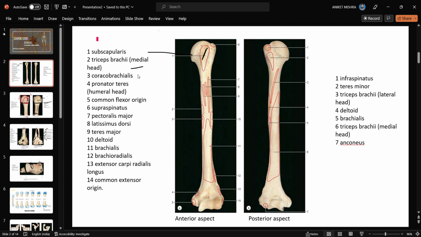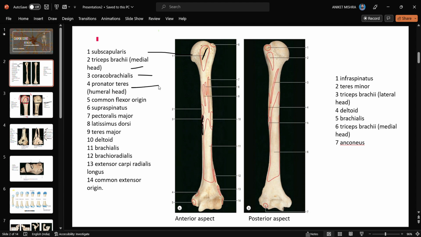The coracobrachialis. The coracobrachialis muscle is going to insert into the rough area on the midline of the medial border. So when we see the shaft of the humerus, this is the part where the coracobrachialis is going to insert.